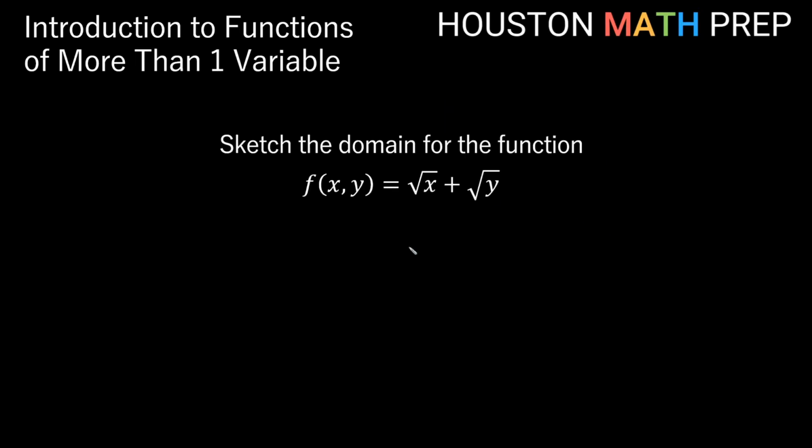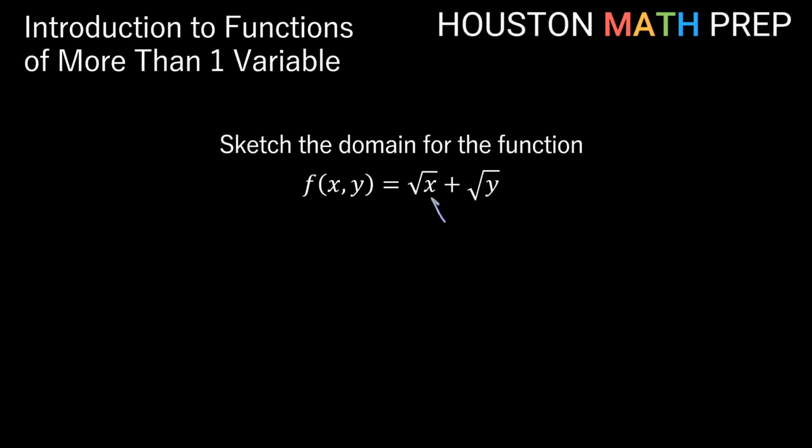Now we're going to work through some examples of finding domain for a function of two variables and also sketching that domain in the xy plane. So here, our first example, we want to sketch the domain for the function f of x y is equal to the square root of x plus the square root of y. When we look at this formula for the function, we can see that we have some things under square roots, and square roots have restrictions on them if we want real values out of them, right?